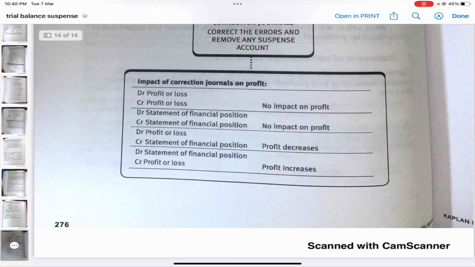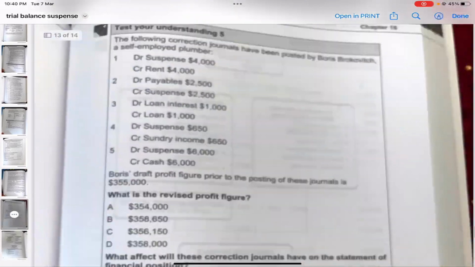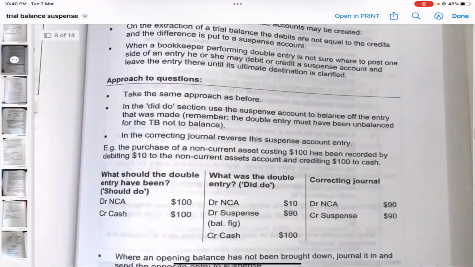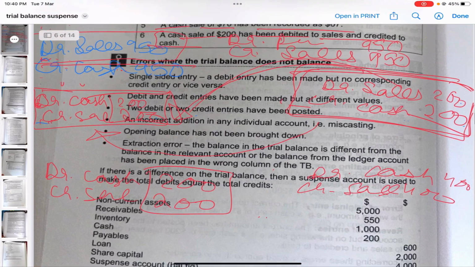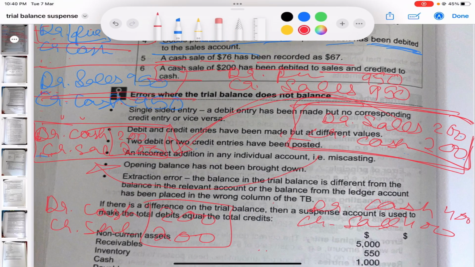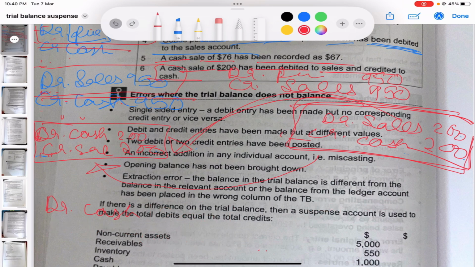Okay, so that's it for this video. In the next part, we will be doing the other errors. In the next part, we will do the errors where the trial balance does not match. Till now, we've done the errors where the trial balance matches. So I hope you understood this concept.